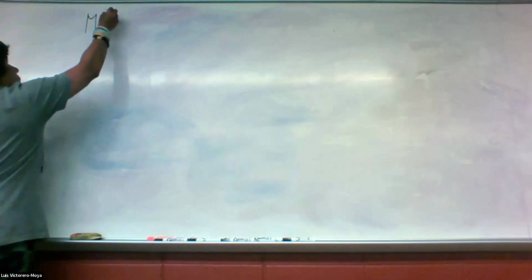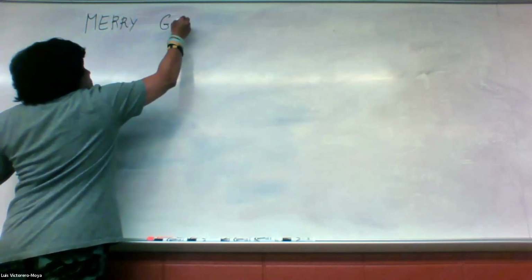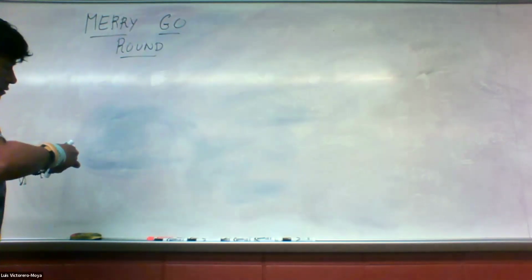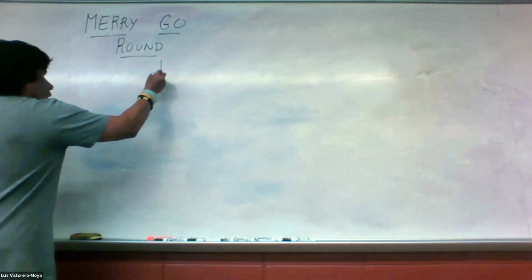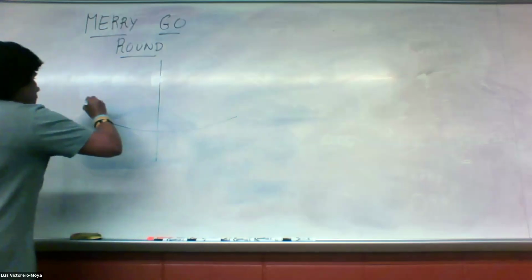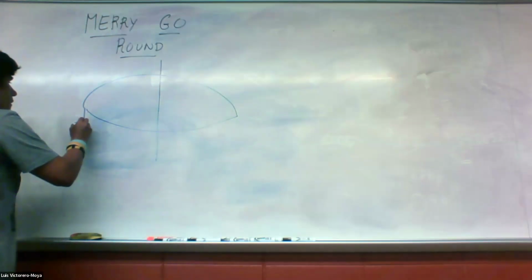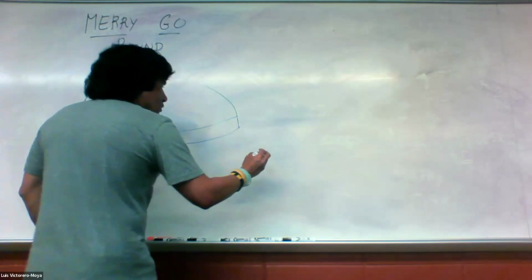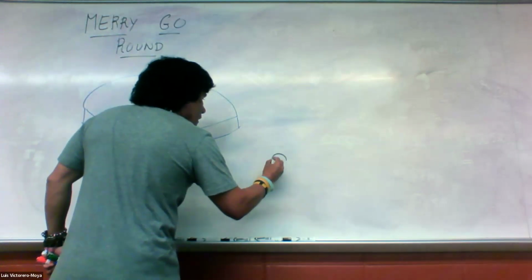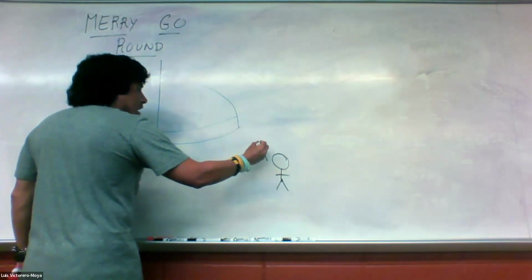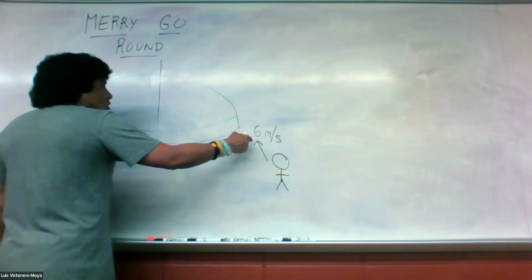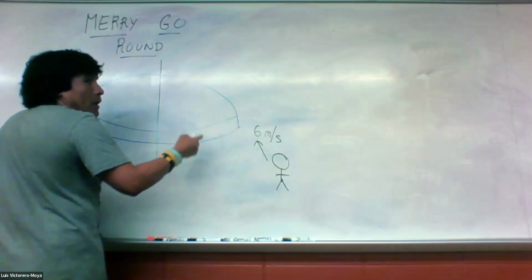So let's do the merry-go-round example. The typical example is if you have a merry-go-round like this, it's going to be like a disc, right? And you have a person outside traveling at a certain velocity. I'm going to give it 6 meters per second, constant. And from the edge, the person is going to jump onto the merry-go-round.